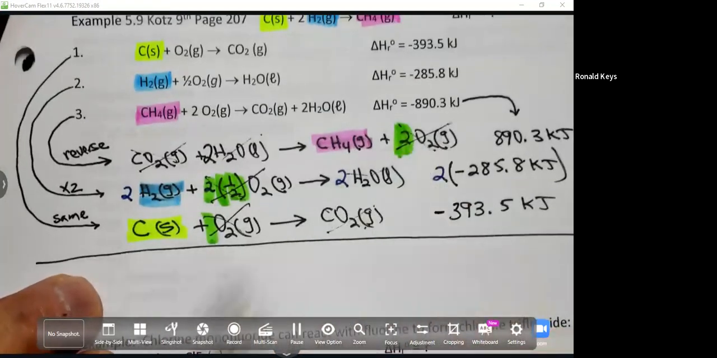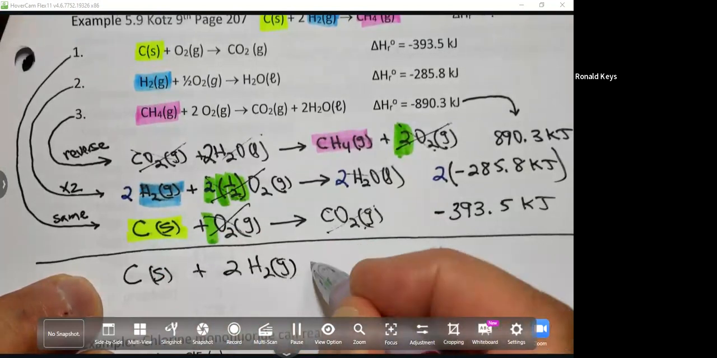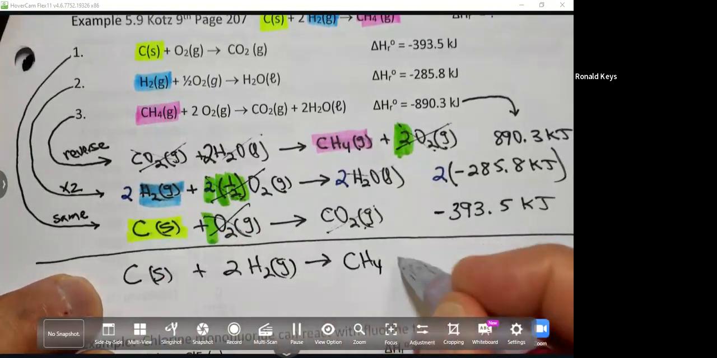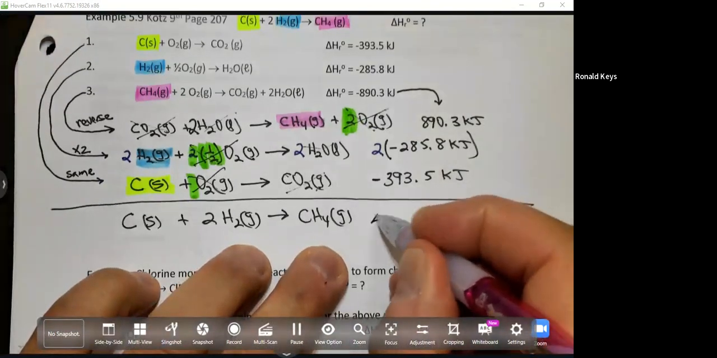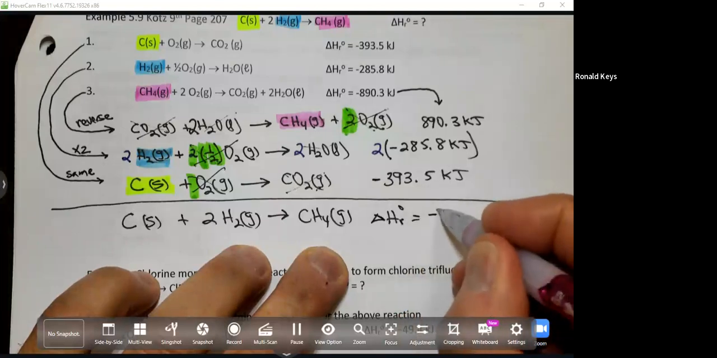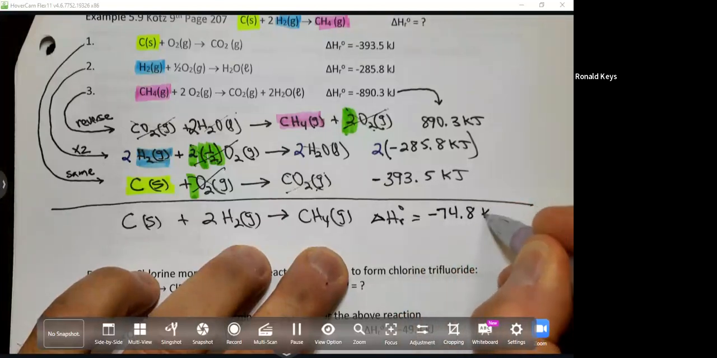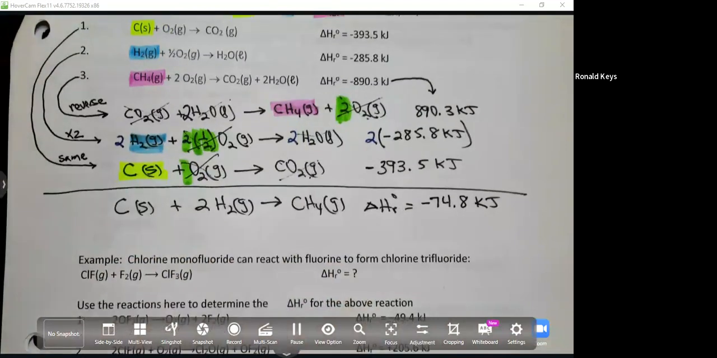So then we have it, we can add them up. I guess I can write it out. Carbon solid, 2 H2 gas, CH4 gas. And if I add all of this up, negative 74.8 kilojoules. Again, for lab, we're going to add up two reactions. We're going to measure the heat given off, and we're going to add up two reactions to get the heat value for a reaction that we did not run for lab.